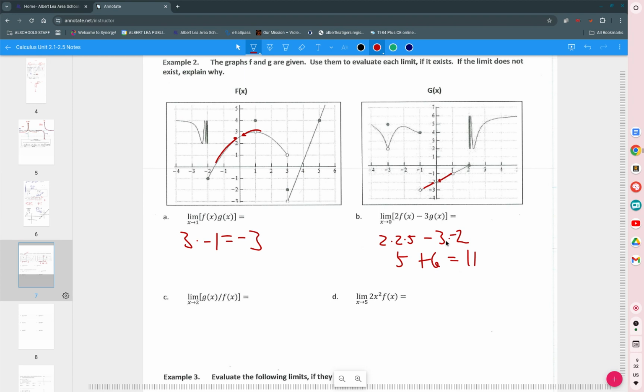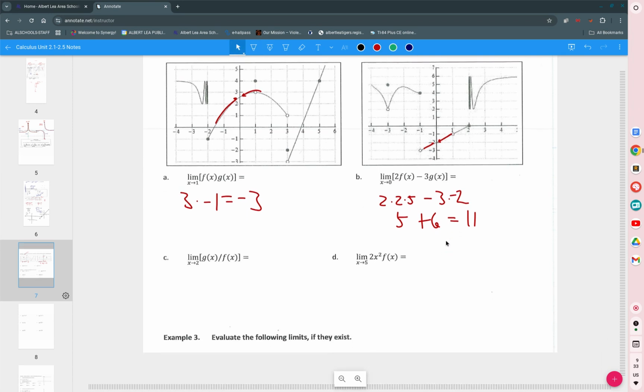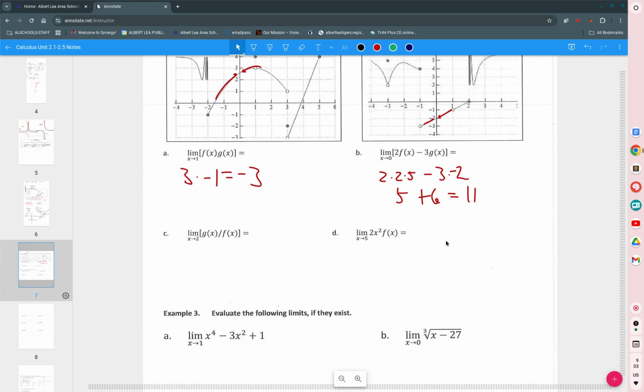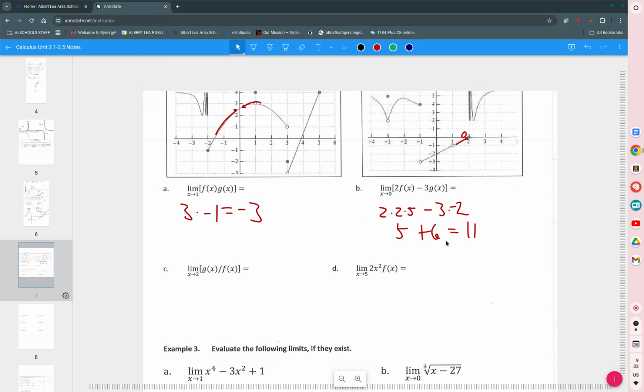Did you get 11? Okay, so I got about 2.5 here, times 2 is 5, and I got -2 times 3 is 6. Okay? Let's look at letter C. Letter C says g of x divided by f of x as x approaches 2. So I'm going to first do my g of x, and I go over here, and I'm going to approach 2. I approach 2 from the left, and I get 0. I approach 2 from the right, and I have this barcode function thing going on here.